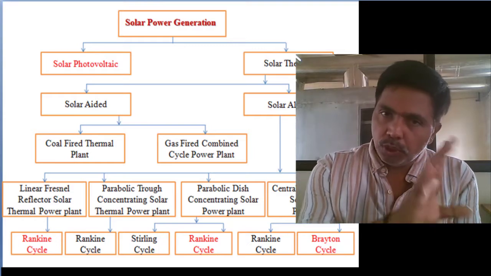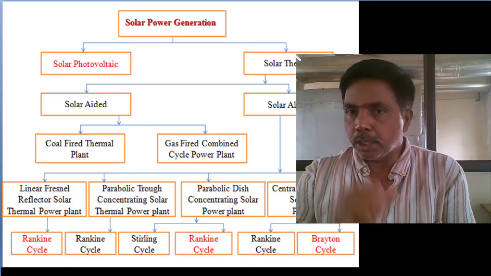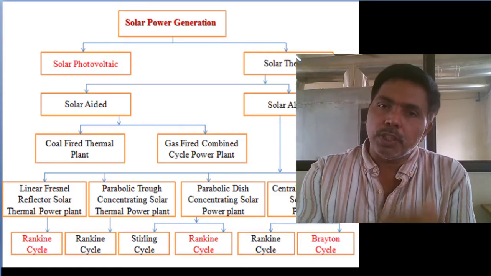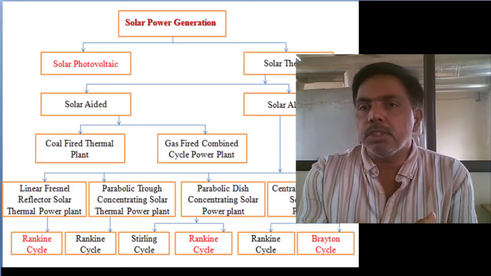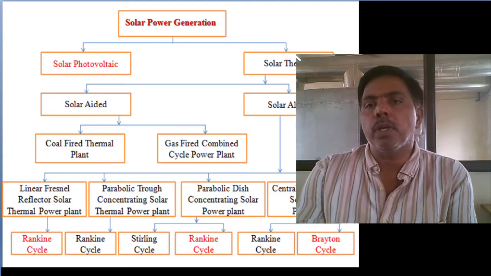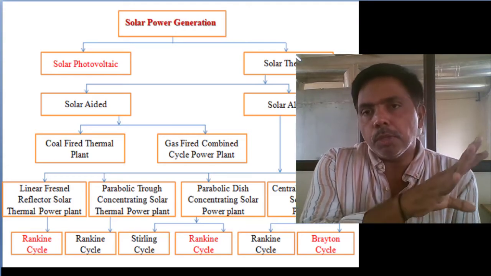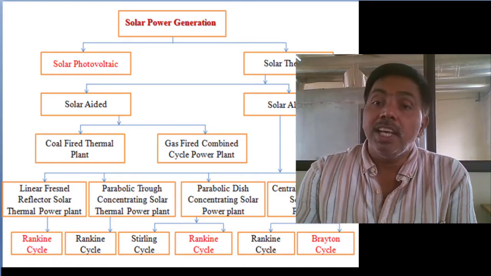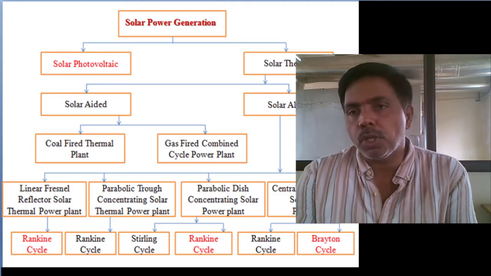The first one is solar photovoltaic, which all of you know. Next, solar thermal. In solar thermal, two options are there. One is solar rated, the second is solar alone. Solar rated means existing thermal power plants, which may be steam boiler based thermal power plants or combined cycle thermal power plants. We can substitute their feed water heaters. That is one option, solar rated.